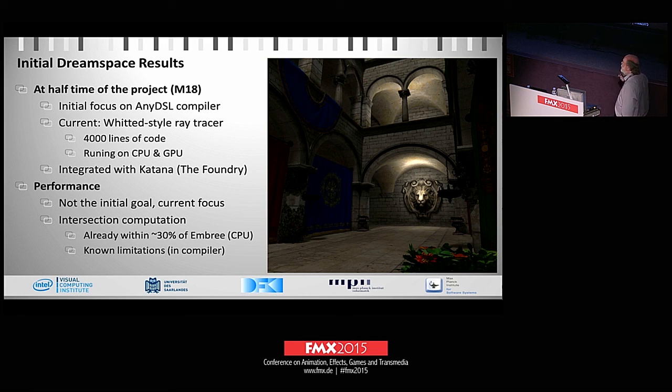So a little bit more information here. Initially, in this year and a half, we focused a lot on the compiler itself. It's not perfect yet, but it can actually deal with this wide-style ray tracer. The generic ray tracing code is about 4,000 lines, which is not really a lot.